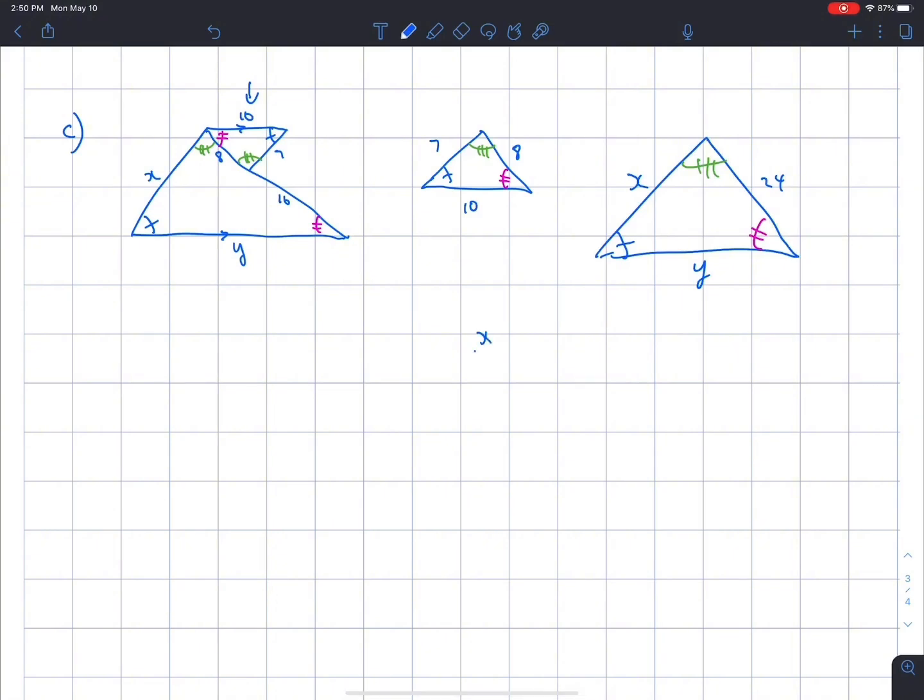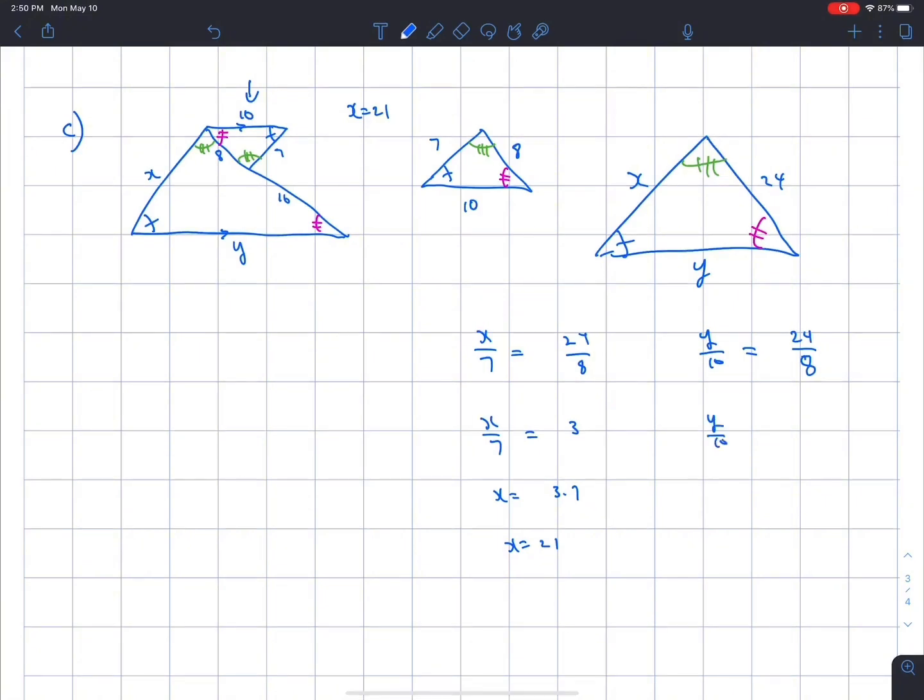So to find x, I can say x over 7 equals 24 over 8. So x over 7 equals 3, since 24 divided by 8 is 3, and then we cross multiply, we get x equals 21. So x equals 21. To find y, we have y over 10 equals 24 over 8. So y over 10 equals 3. y equals 3 times 10. y equals 30. And that's it for question C.